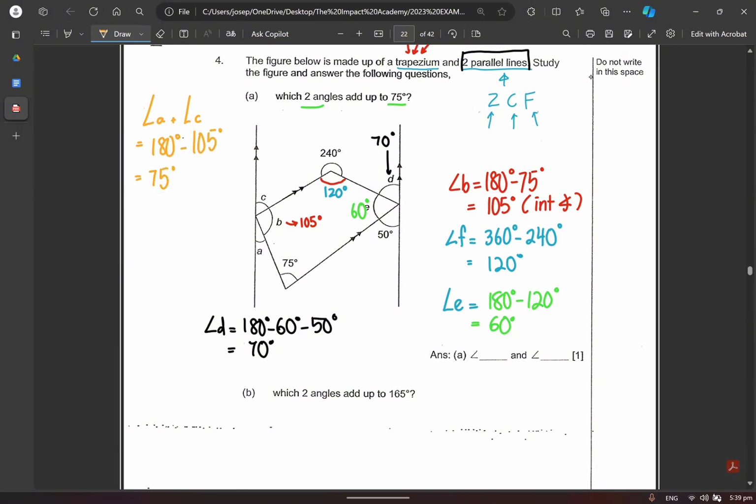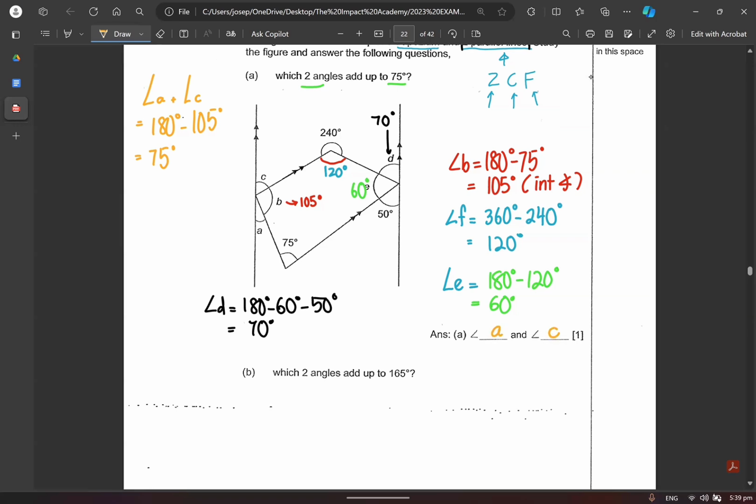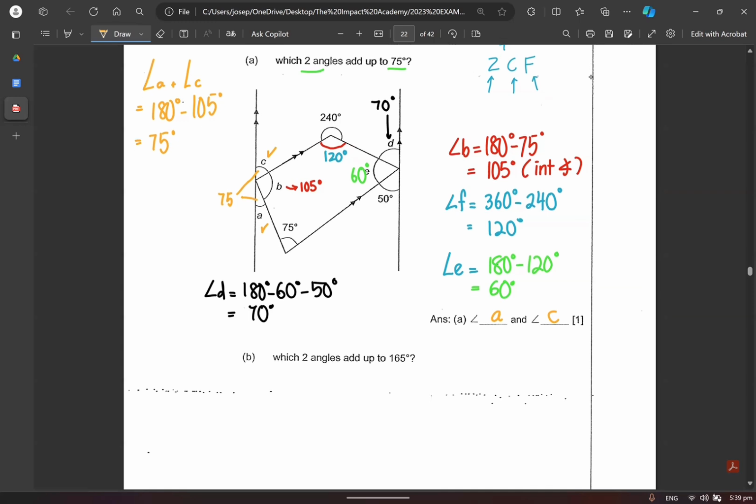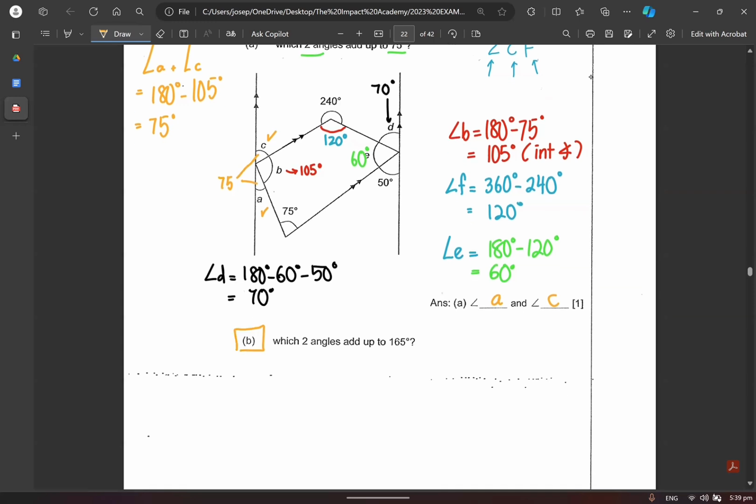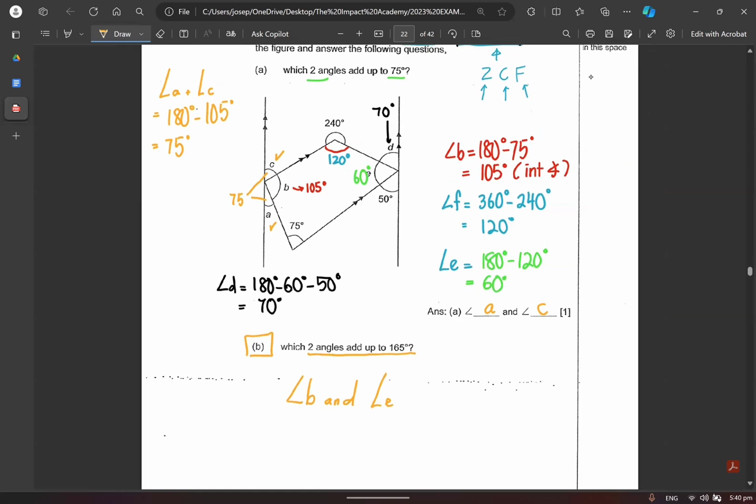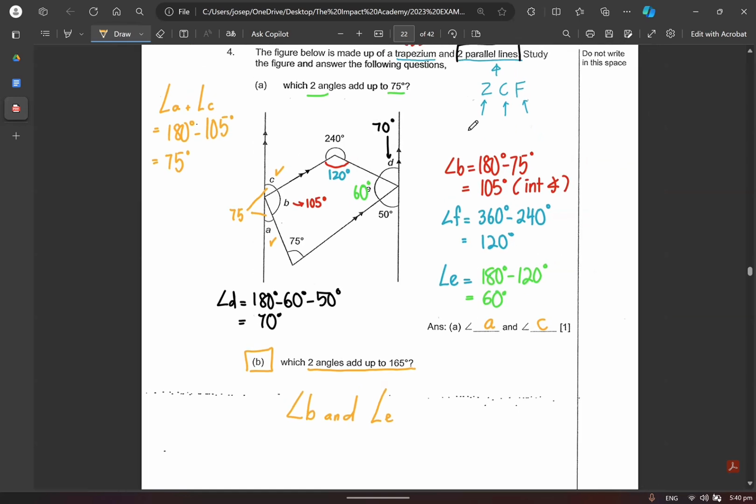I always tell my students, when you don't know the individual, you always go for the grouped one. Am I making sense? So therefore, A and C, we don't know exactly the individual one, but we know that the total is 75 degrees. Well, then of course we can do B really easily. Which two angles add up to 165 degrees? You can see angle B and angle E. Okay, so if I can just summarize this question, you need to know this part the most. This part is the most important. The zebra cannot fly part.